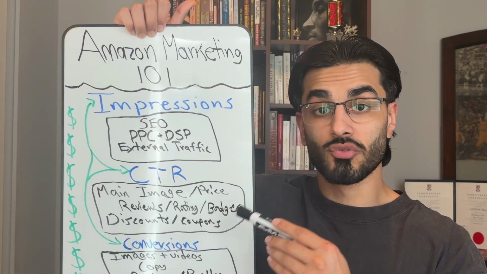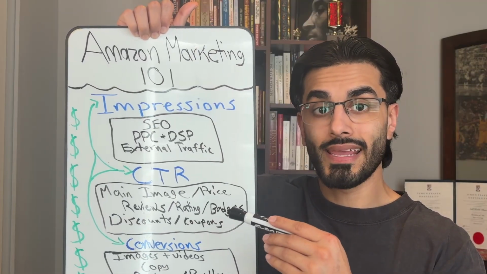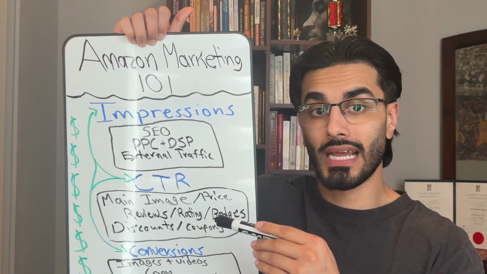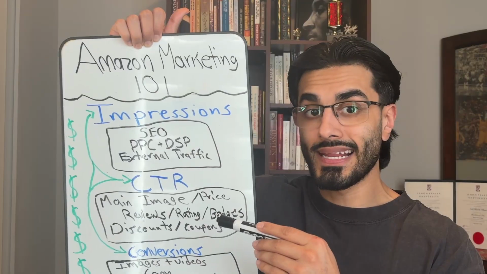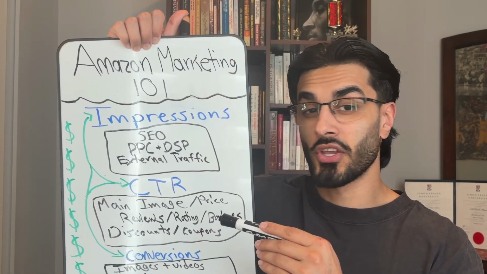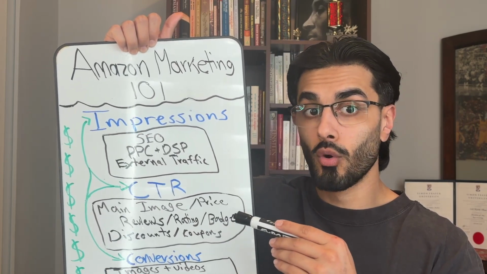Now, these three things right here help so much for getting a click. That's your reviews, your star rating, and your badges. Reviews, obviously: the more reviews you have, the more clicks you're going to get, because customers trust the validity that you have a good product. Now, with ratings, obviously you want to have a good quality product. So if you have a 3.5 star rating, you're not going to get as many clicks compared to a 4.3, 4.4. So we need to maximize that at all times.